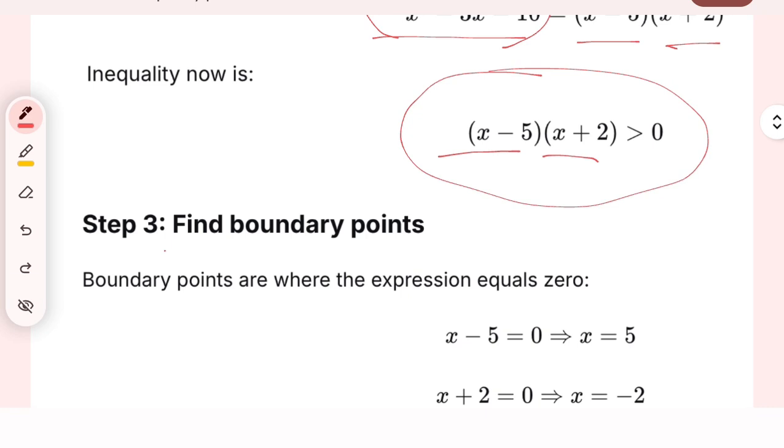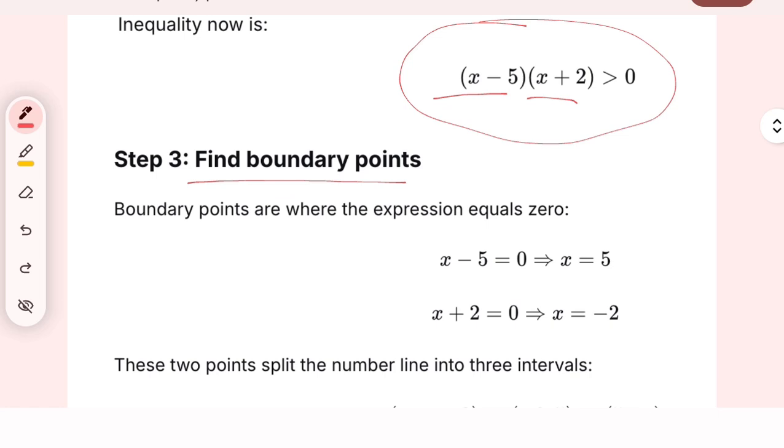The next step is this. I want you to find the boundary points. Boundary points are where the expressions equal 0. All right? So we have x minus 5. If you equate this to 0, it would give you x equal to 5. If you equate x plus 2 equal to 0, it would give you x equal to negative 2.